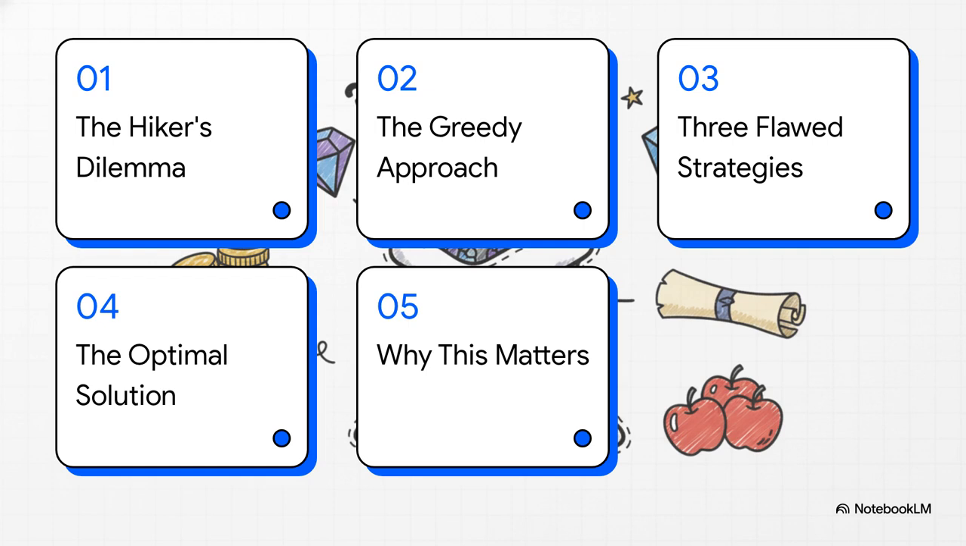So, here's our game plan. First, we'll set the scene with our hiker's dilemma. Then, we'll get to know this greedy approach and test out a few strategies that seem smart, but you'll see. After that, we'll uncover the truly optimal solution. And finally, we'll talk about why a simple problem about a backpack actually matters a whole lot in the real world.